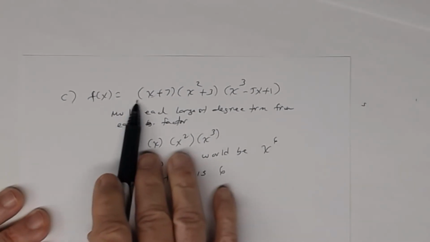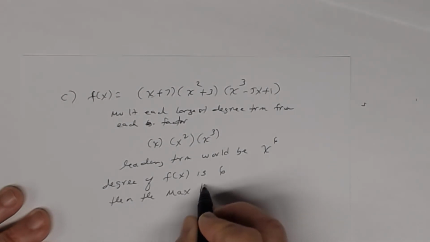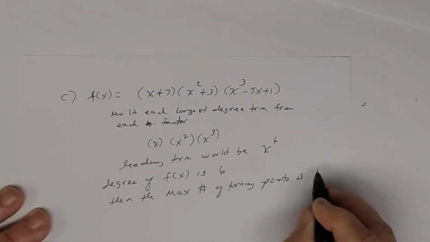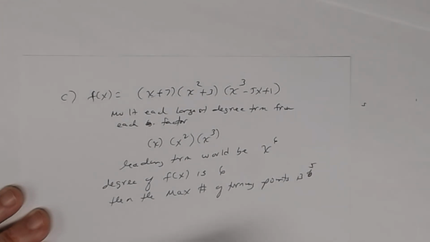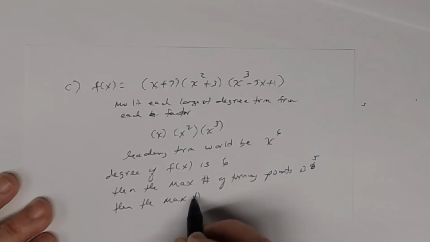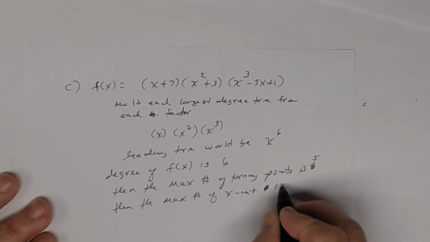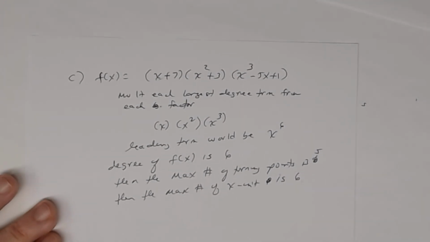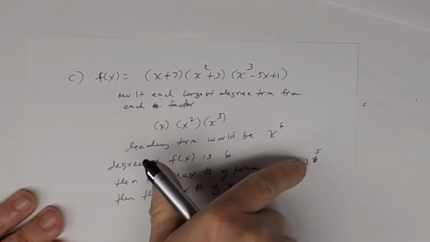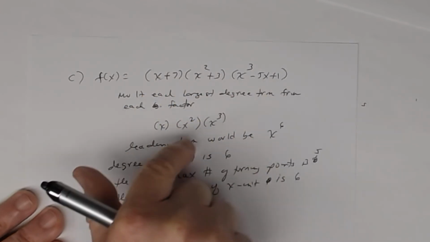So since the degree of f of x is 6, the maximum number of turning points is 5. And if I asked you, the maximum number of x-intercepts would be equal to the degree, so the maximum number of x-intercepts is 6, okay? All right, so that's how you find the leading term. You find the leading term, where the exponent is the degree of that polynomial. So you take the highest degree term from each factor, and you multiply them together.